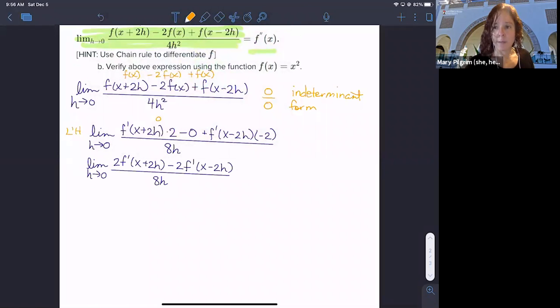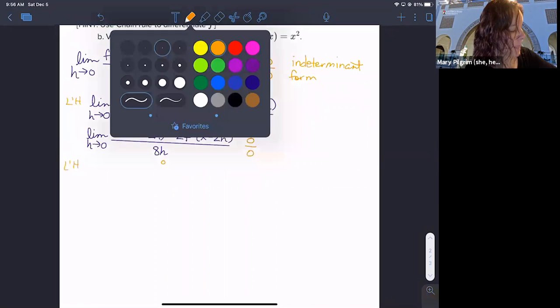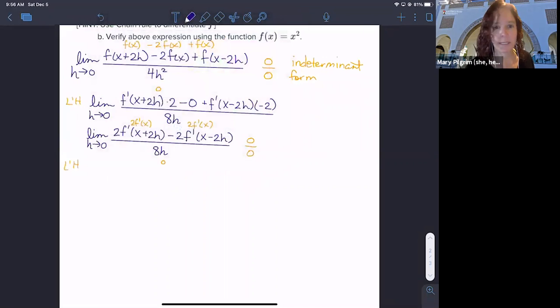Now, if we were to evaluate the limit again, plugging in 0 for h, on top we'd have 2f prime of x, and then we'd have minus 2f prime of x. And so that would be 0 on the top, and then if we were to plug in 0 for h on the bottom, we'd have 0 over 0, giving us an indeterminate form again, allowing us to do L'Hopital's rule again, keeping in mind this is still with respect to h.